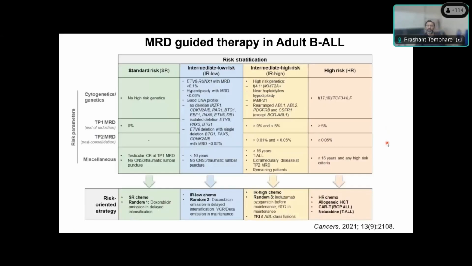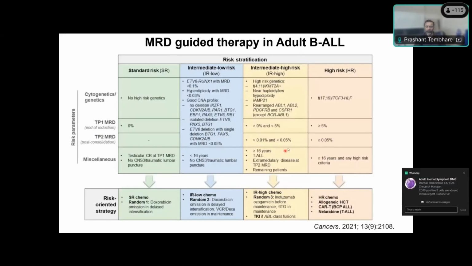And as I mentioned, now based on the MRD, protocols have been developed so that you can alter the treatment based on the level of MRD, and the MRD positive and negative. This is for example ALL, one of the protocols, just to show an example where the treatment changes based on the MRD level.